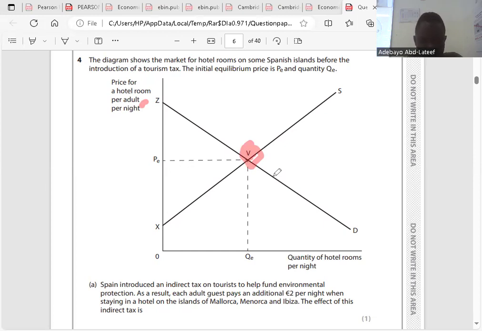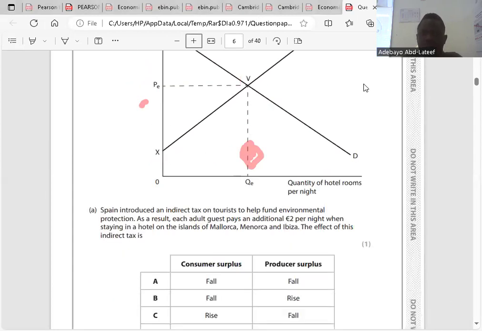So now the first question says, Spain introduced an indirect tax on tourism to help fund environmental protection. As a result, each adult guest pays an additional 2 euros per night when staying in a hotel on the island of Mallorca, Menorca, and Ibiza. So the effect of this indirect tax is what?